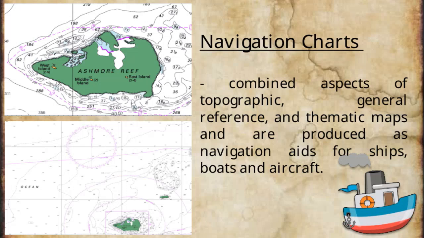Let's take a look at navigation charts. These are fascinating because they combine different types of maps, topographic, general reference, and thematic maps, into a single, useful tool. Their main purpose is to serve as navigation aids for ships, boats, and aircraft. What's really important here is understanding how these charts help travelers by providing crucial information about the terrain, water depths, hazards, and other features that are essential for safe navigation.